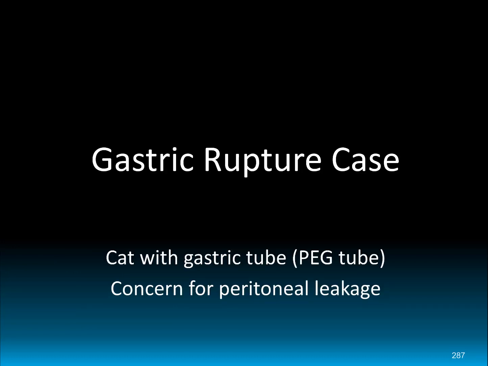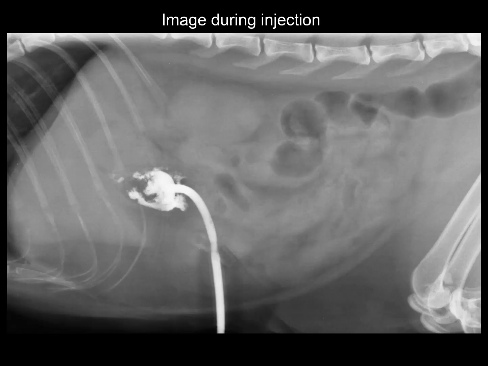So here we have an example of a cat who has a gastric tube, a percutaneously placed gastric tube, so a PEG tube. The clinician was concerned about peritoneal leakage. And so we have this tube going into the stomach, and we can see this nice sharply marginated tube going from outside the cat into the cat and going into the stomach. And we've got a little bit of contrast medium coming around it.